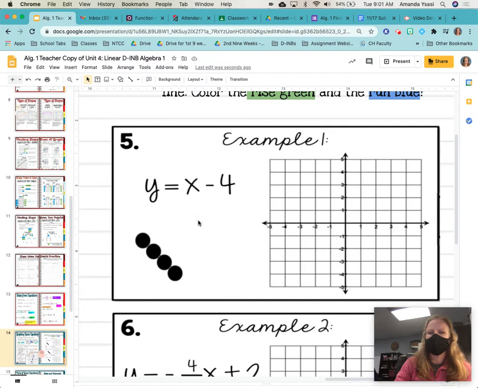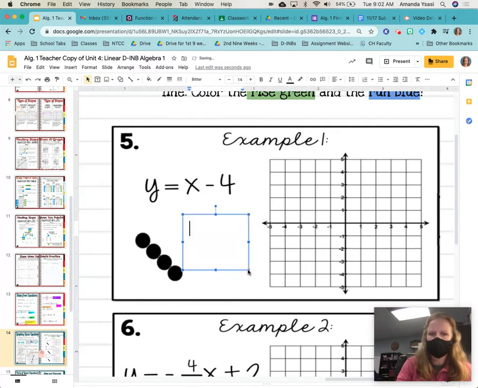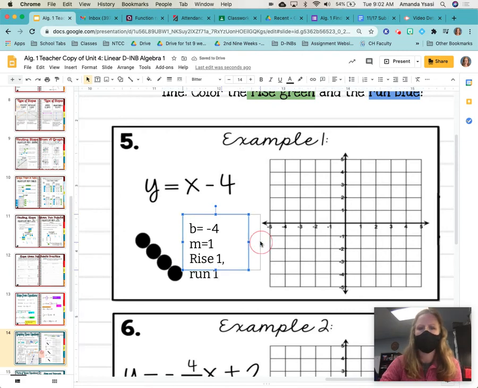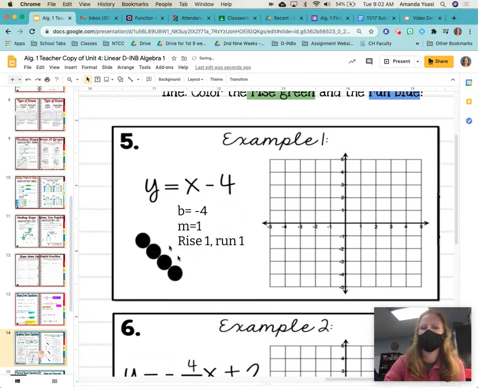All right, example 1. We need to graph our y-intercept first. So our y-intercept is, so I'm going to put B equals negative 4. So that's what we are going to do first. And then what about our M? There's nothing in front of X, so M equals 1. So what that means is rise 1, run 1. I'm just writing a little note out to the side so I remember what I need to do in order to get my line.